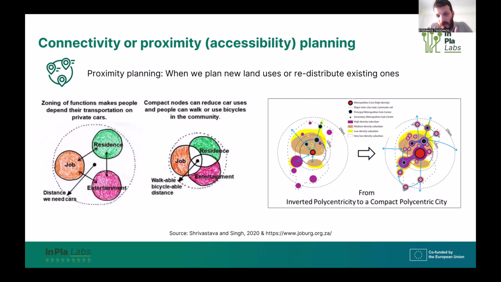So when we talk about proximity, we have to rethink the centralities of the city, and the centralities are not something which is really separate from one another, but these centralities create a compact polycentric city. This pertains to a high level and a higher scale approach.